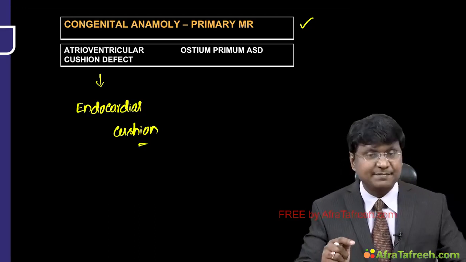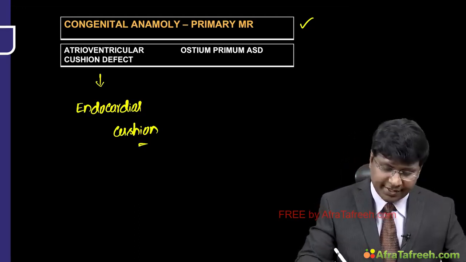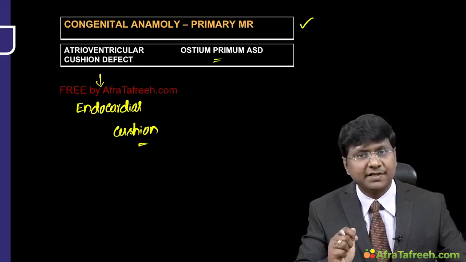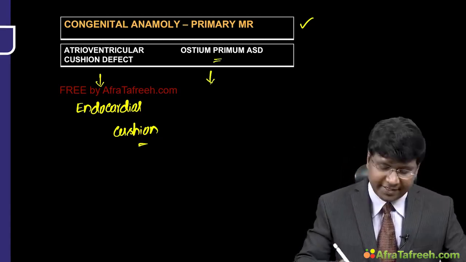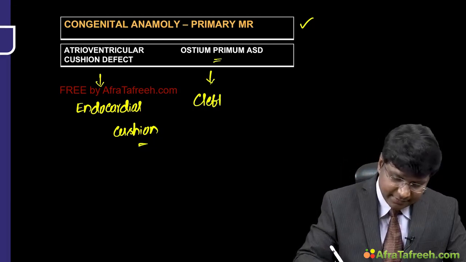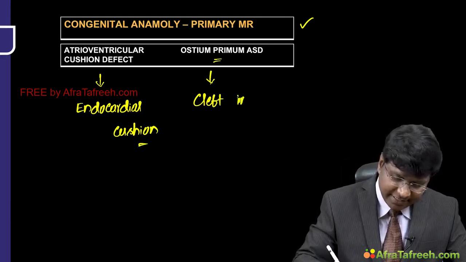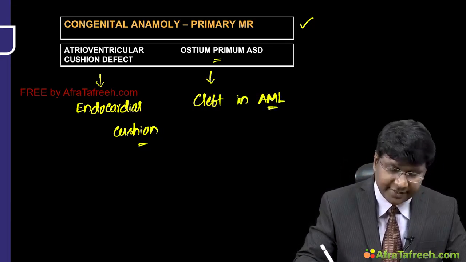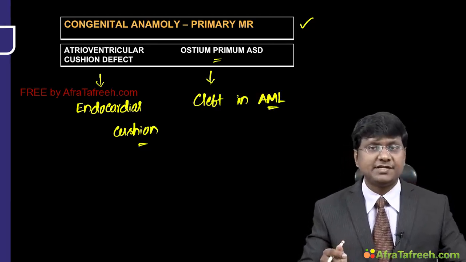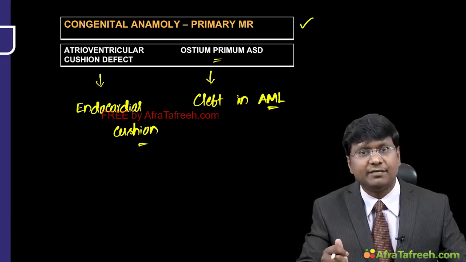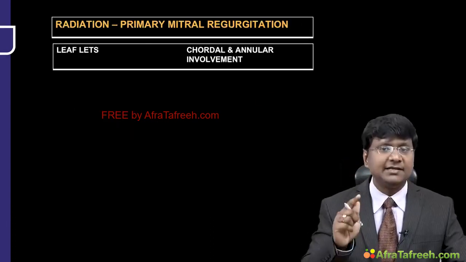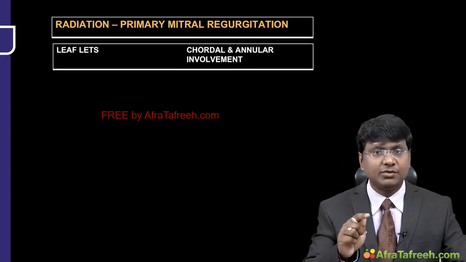right? And this primary MR is also associated with ostium primum type of ASD. So in ostium primum type of ASD, there will be a cleft in the anterior mitral leaflet. So ostium primum type of ASDs are associated with a cleft in the anterior mitral leaflet causing the development of mitral regurgitation. And then another etiology which was causing primary MR was radiation.